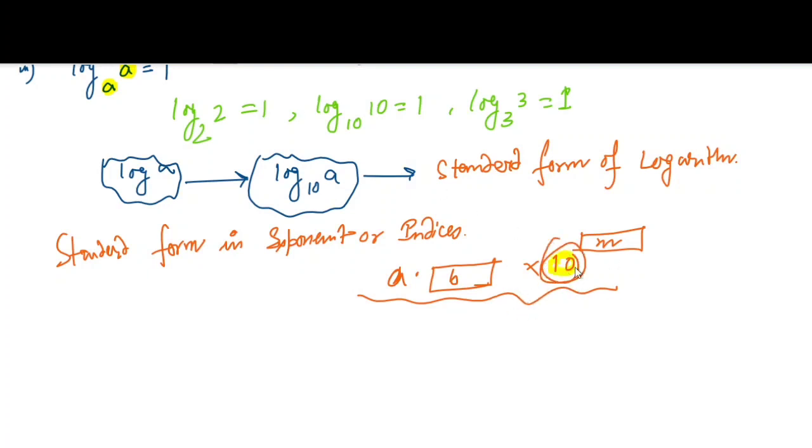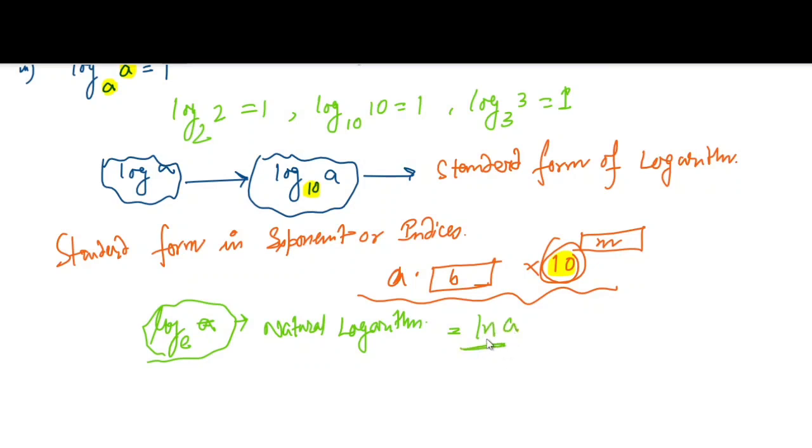That's why this 10 has come, and this 10 is the base of the logarithm in the standard form of logarithm. Another one is the natural logarithm, which is actually used in calculus, that is called log e base some value. Log e base a is called the natural logarithm. This logarithm, e base a, is also written as ln a. When ln is given, that means log natural, and at that time we need to consider that the base is e. So that is another part.